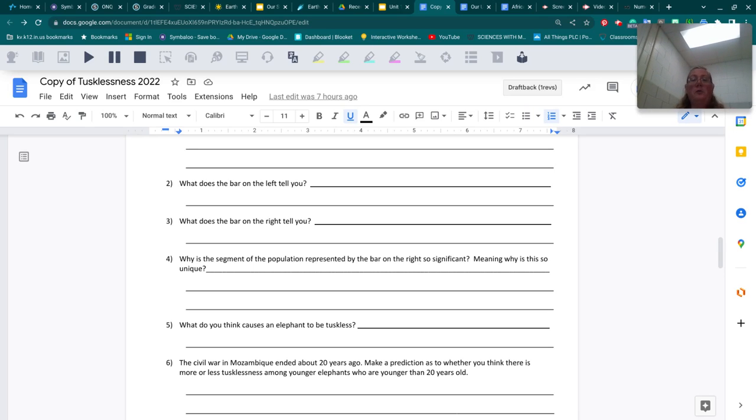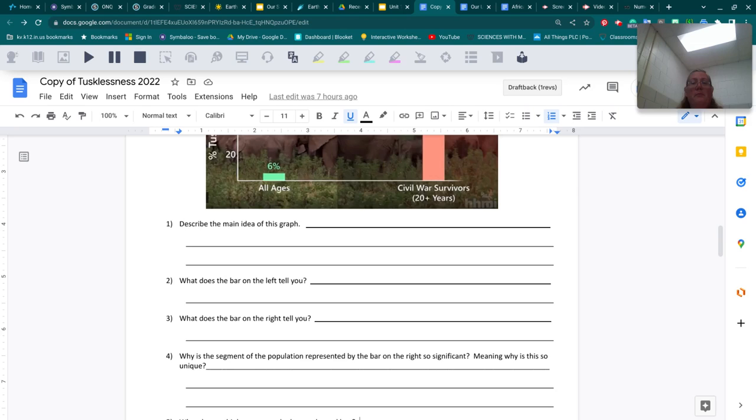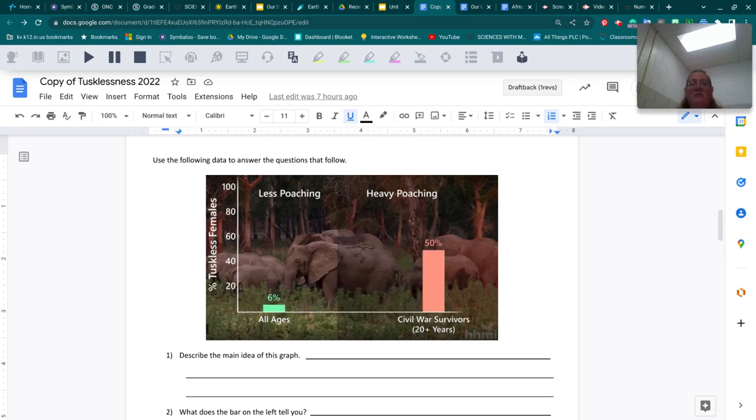I'll tell you right now, you cannot take out the tusk of an elephant and not kill it. So it is not because someone removed the tusk somehow. You rip out their tusk, it kills them. So what other reasons might cause an elephant not to have tusks?